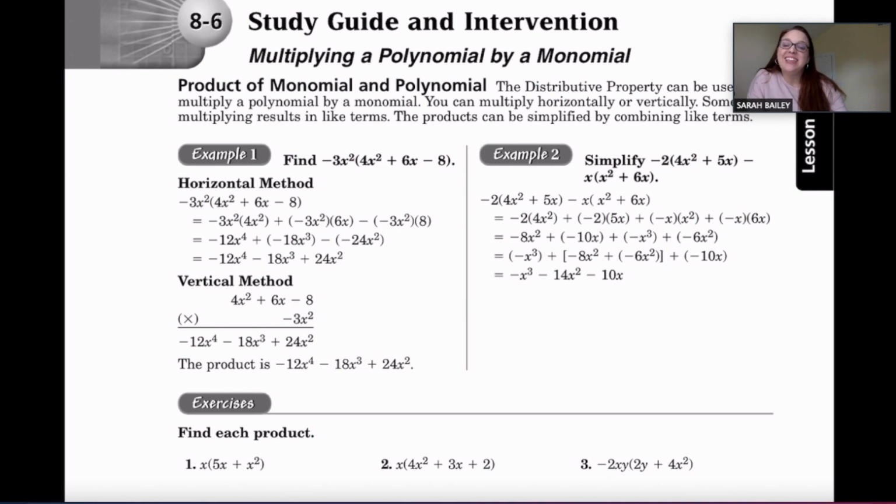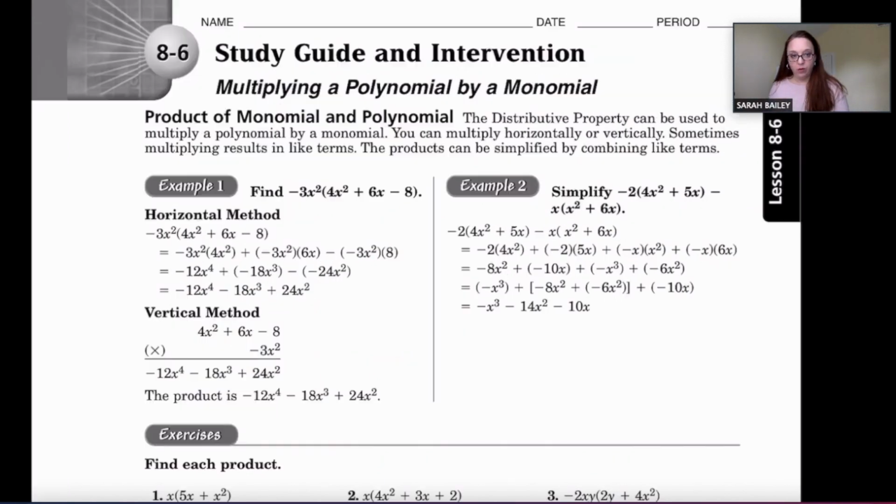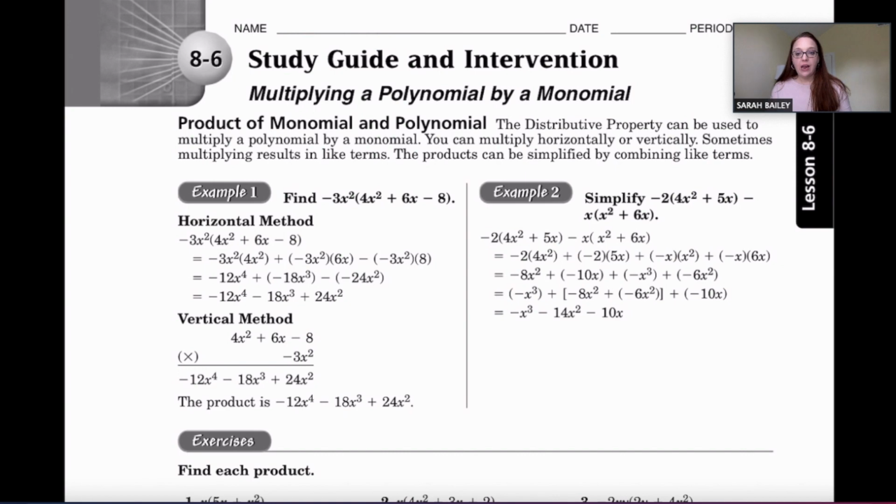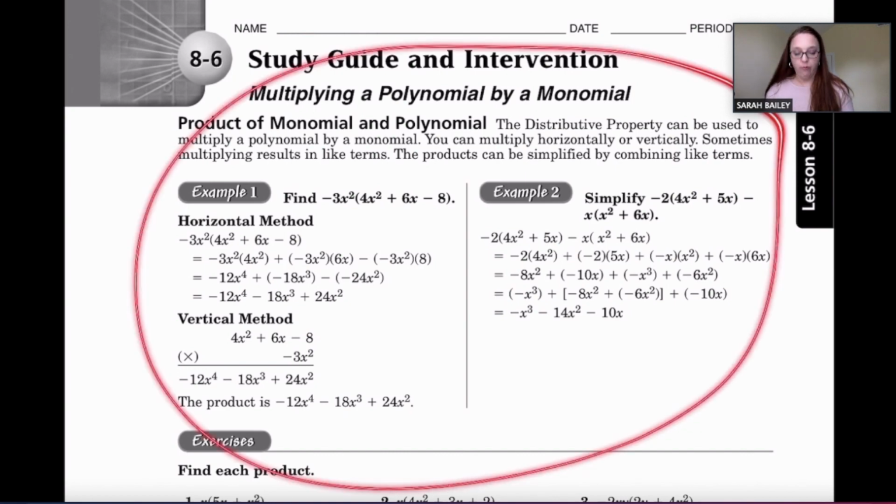Hey guys, in today's lesson we're going to talk about how we can multiply a polynomial by a monomial. So you're going to start off with a one-term polynomial, multiplying it by something larger, okay? So why don't you go ahead, pause this video, and read through these directions. So do that now.